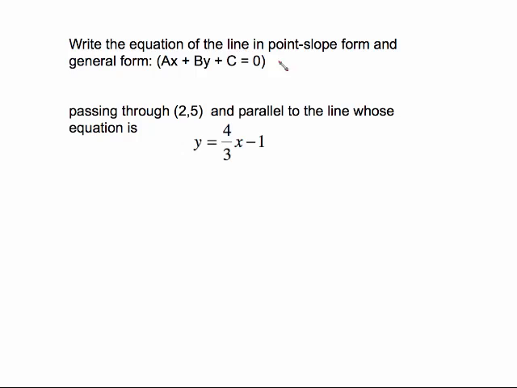Write the equation of the line in point-slope form. So we're going to have to start with our y minus y1 equals m times x minus x1. And you have to ask yourself, do we have the slope?